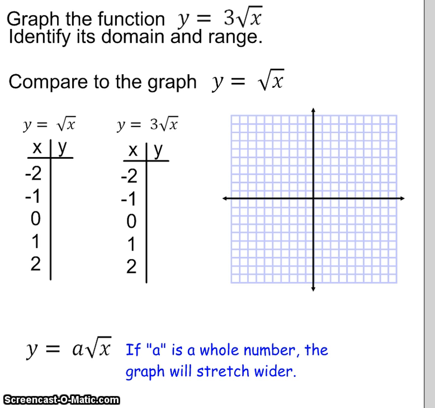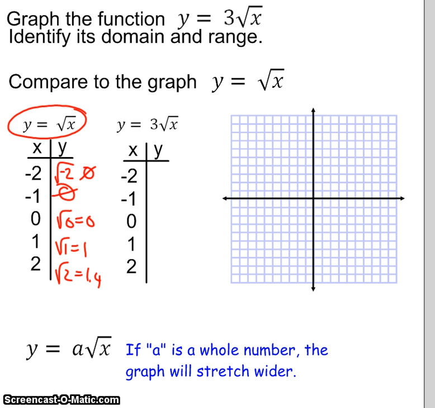What we're going to do is plug in values of x into the square root of x. You might notice here that the square root of -2 is not real. There is no number that, when you square it, gives -2. The same thing happens with -1. The square root of 0 is 0, the square root of 1 is 1, and the square root of 2 is approximately 1.4.